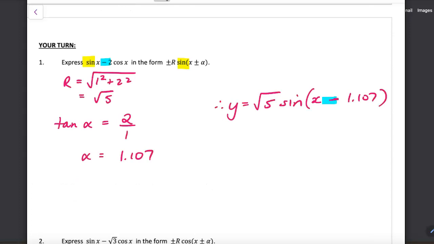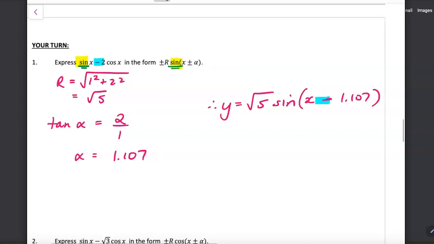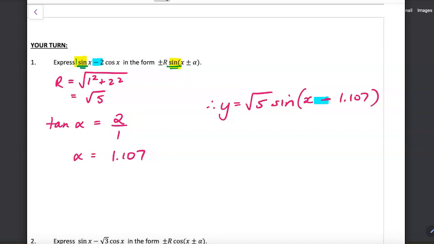So looking at our solution for question 1, we have the format in terms of sine, and we're starting with the sine term. So our r value is the square root of 5 with our coefficients of 1 and 2. The tan of alpha is going to be b over a, 2 over 1, which is 1.107 radians. So we've got the square root of 5 times the sine of x subtract 1.107. I know it's going to be a take because in my initial expression I've got sine x subtract 2 cos x.